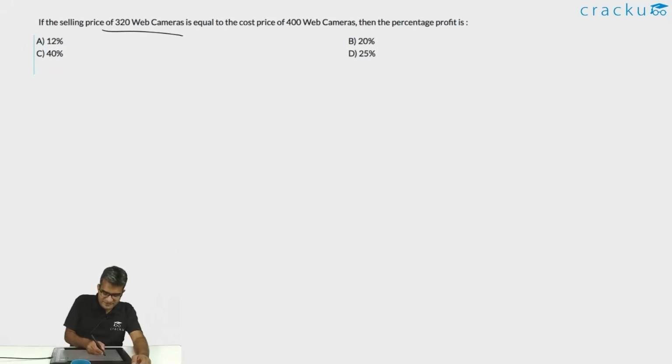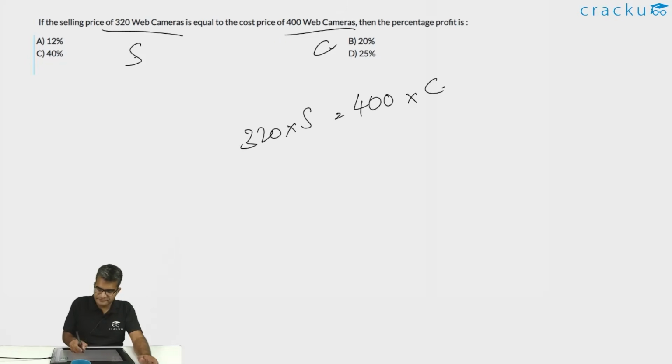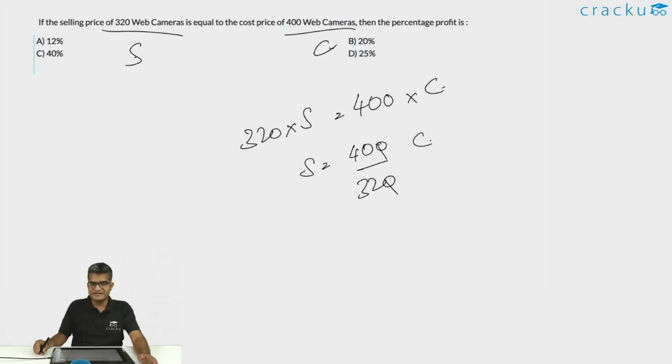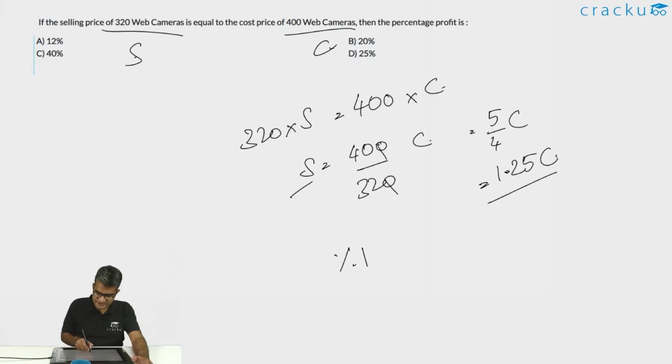In this question, we are told that the selling price of 32 web cameras is equal to the cost price of 4,000 web cameras. So if you assume that the selling price is S and the cost price is C, what we are essentially told is 320 into S is equal to 400 into C. Or the value of S is equal to 400 divided by 320 C. 400 divided by 320 is equal to 5 by 4, which is equal to 1.25C. So the selling price is 1.25 times the cost price, or the percentage profit is equal to 25%. So the answer for this question is option D.